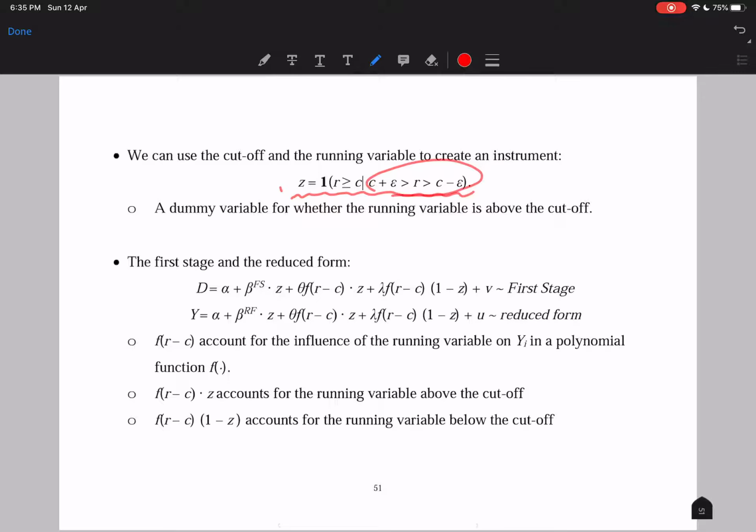So the first stage regression is the treatment as a function of the instrument and some smooth function f here. So the f here is some smooth function. It looks a bit complicated, but it's actually quite straightforward. The f here is a smooth function, a polynomial function, that accounts for the influence of the rounding variable on y or on the treatment d. Typically that could be a linear function, or say a quadratic function.